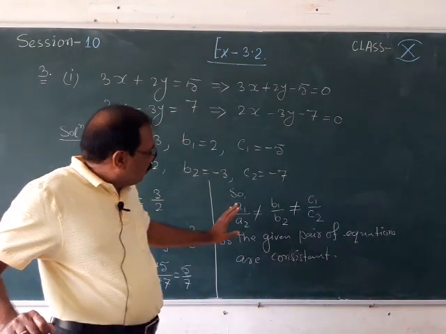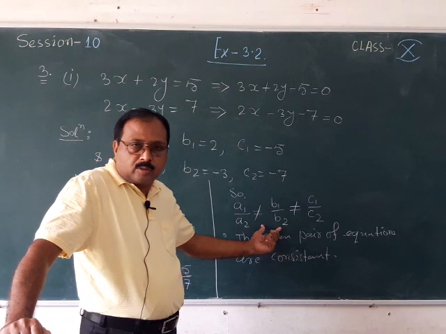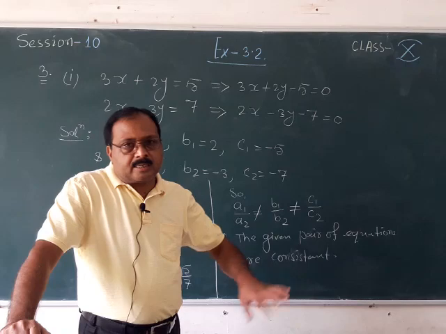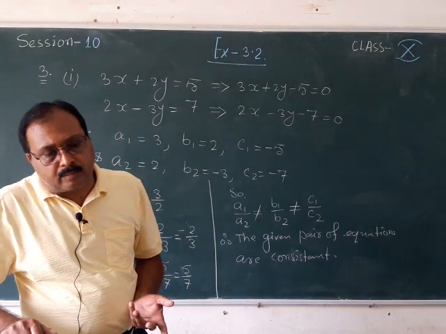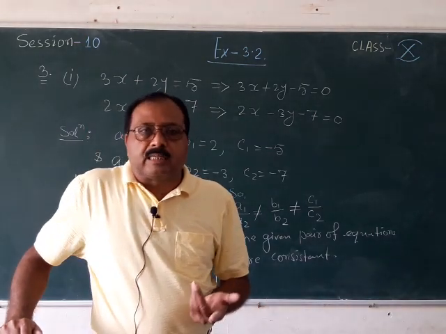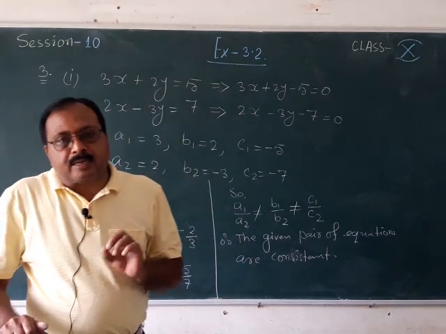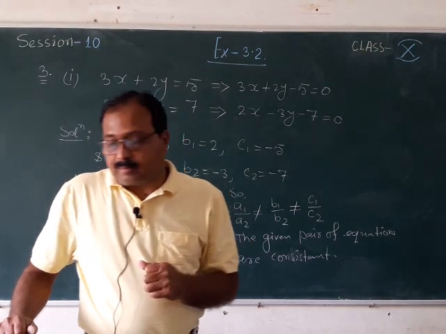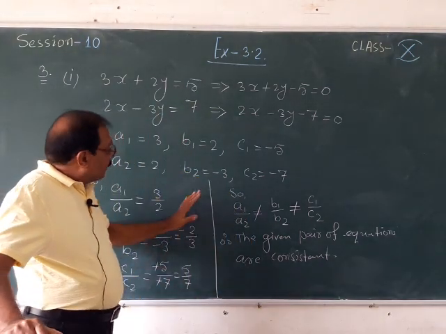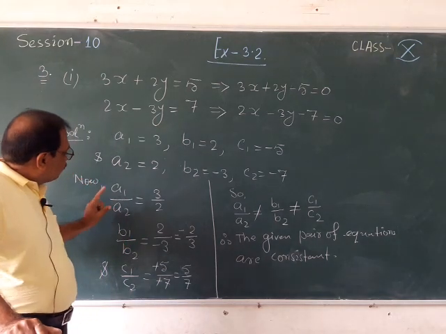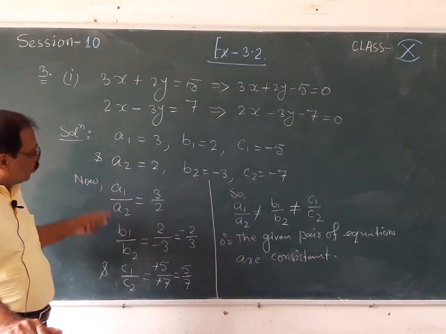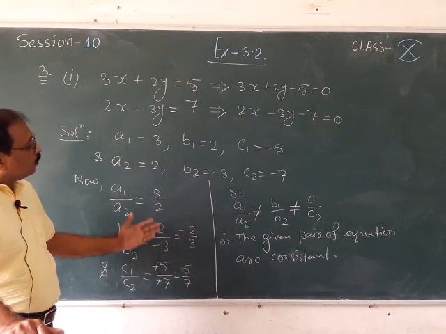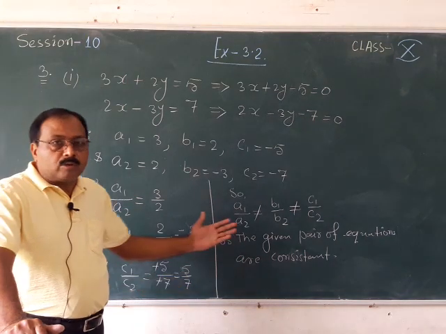The one case is A1 by A2 does not equal B1 by B2, that is showing the consistent pair, and another case is A1 by A2 equal to B1 by B2 equal to C1 by C2, that is also consistent, but in that case we say that these are the dependent pair of linear equations in two variables. So, I hope that after writing the values of A1 by A2, B1 by B2 and C1 by C2, you have to compare and check whether it is equal or not equal.